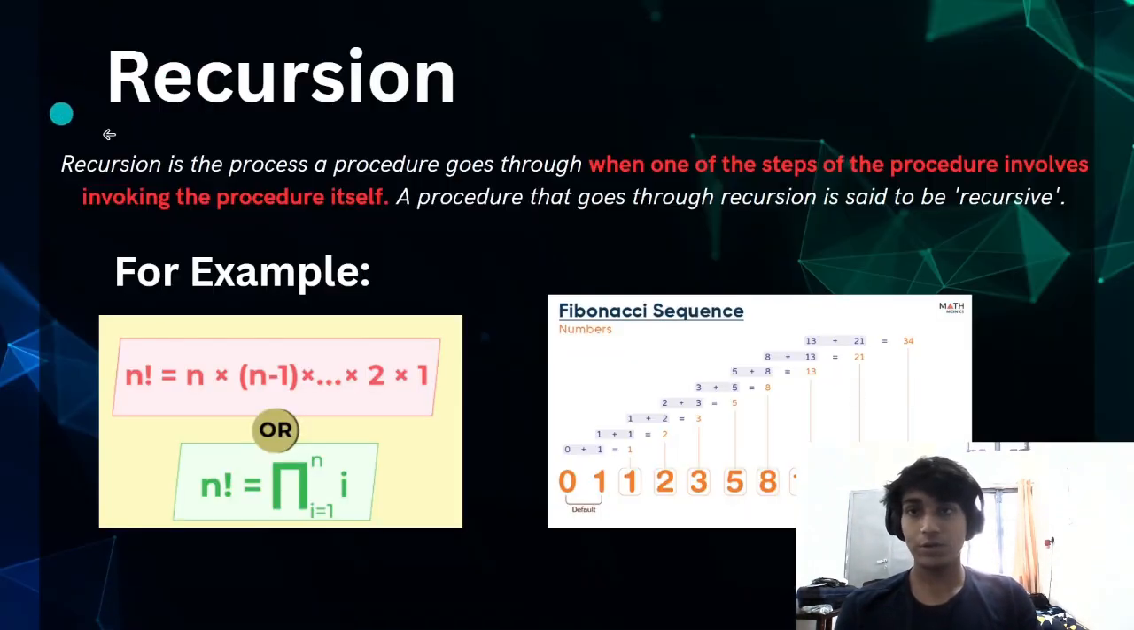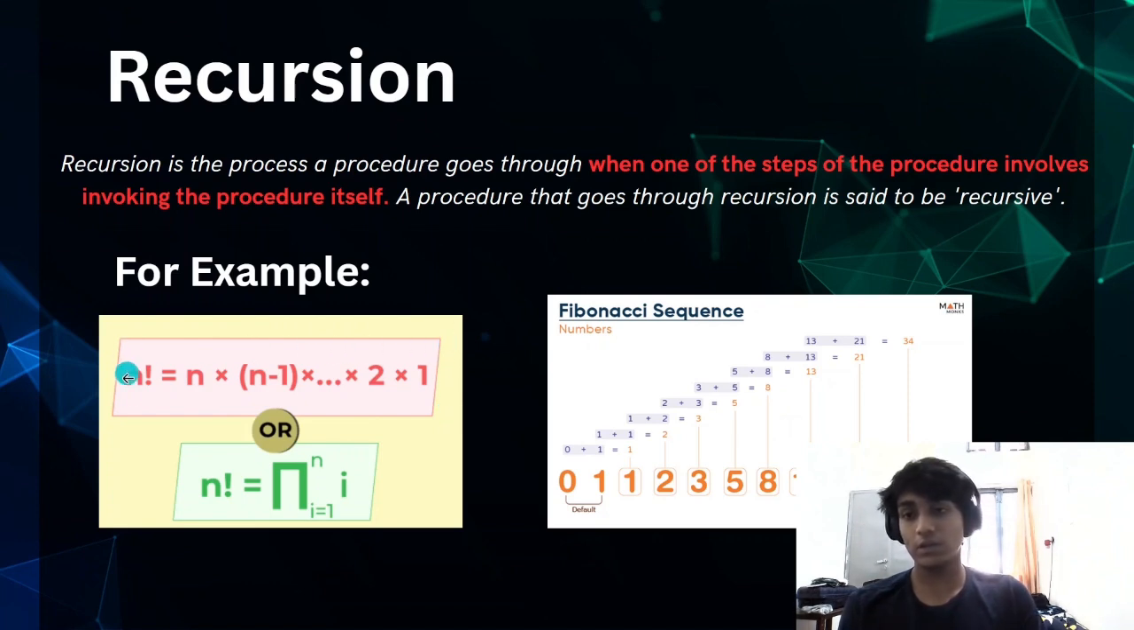So, recursion. Recursion is the process a procedure goes through when one of the steps of the procedure involves invoking the procedure itself. A procedure that goes through recursion is said to be recursive. An example of recursion is a factorial function.